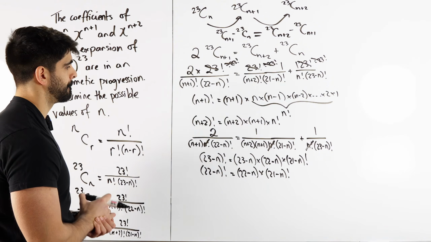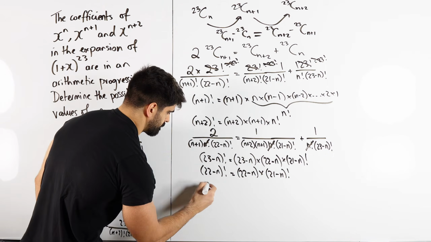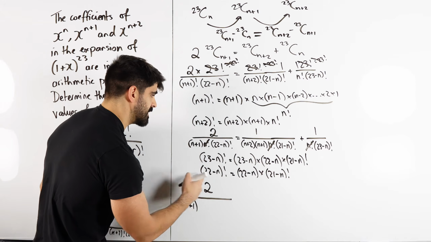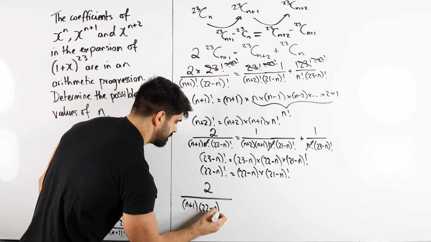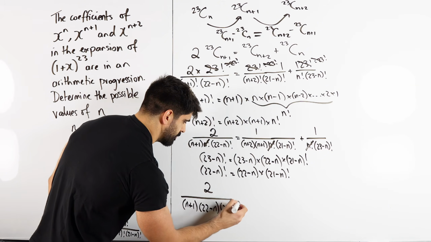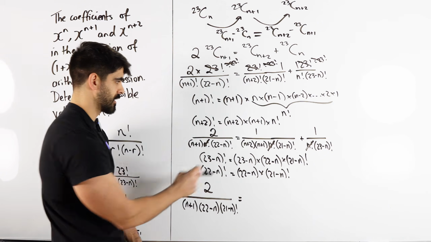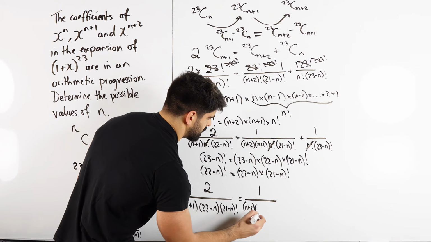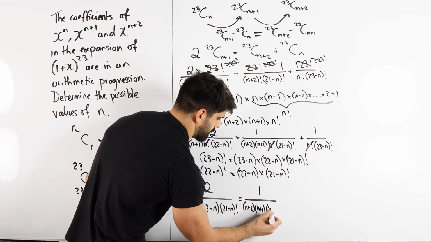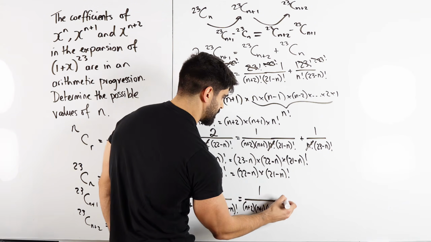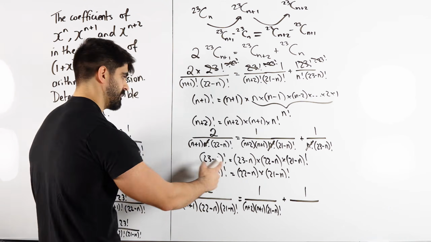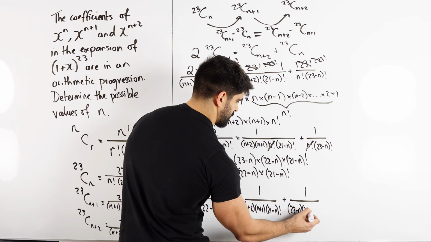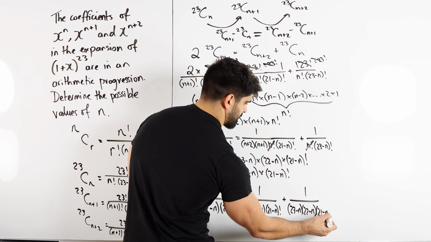So, let's rewrite 2 over n plus 1 times 22 minus n factorial, which was 22 minus n times 21 minus n factorial, is equal to this, which doesn't change because that one is the smaller one, n plus 2, n plus 1, 21 minus n factorial, plus 1 over 23 minus n factorial, which is all this, so we get 23 minus n, 22 minus n, 21 minus n factorial.